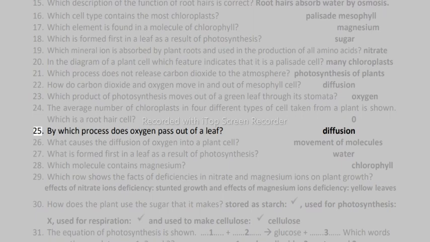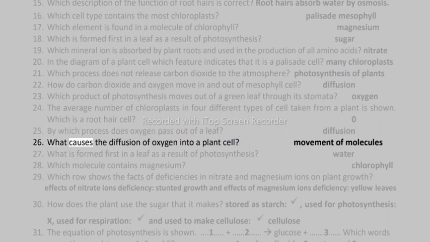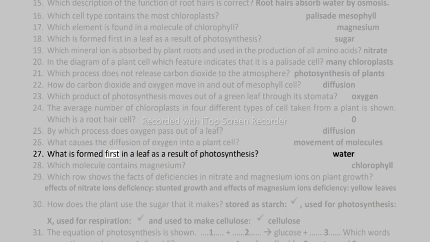25. By which process does oxygen pass out of a leaf? Diffusion. 26. What causes the diffusion of oxygen into a plant cell? Movement of molecules. 27. What is formed first in a leaf as a result of photosynthesis?